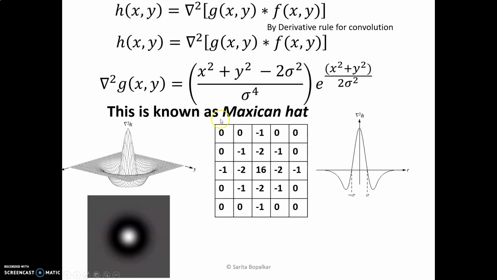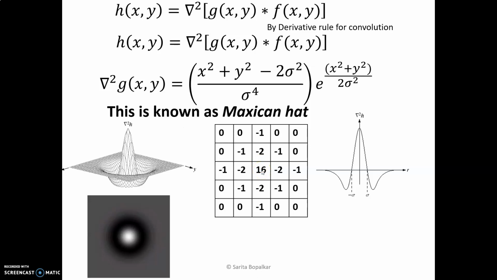This is the mathematical representation of LoG, that is the Laplacian of Gaussian. This is our image f(x,y). First we are convolving our image with g(x,y), that is the Gaussian filter, and then whatever the result, we will apply the Laplacian operator, the second derivative. So by putting in the equation of the Gaussian filter, we will solve this, taking the second derivative of that Gaussian, and we will get this equation, and from this equation, we can develop the mask.